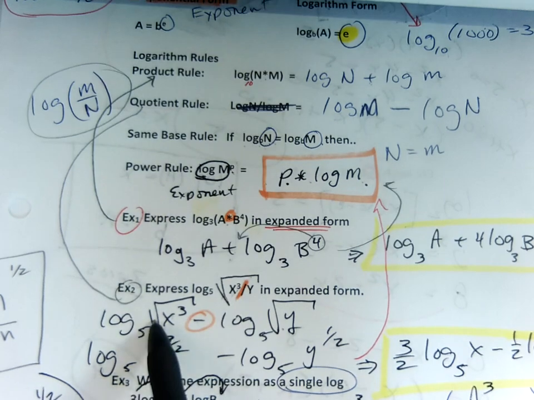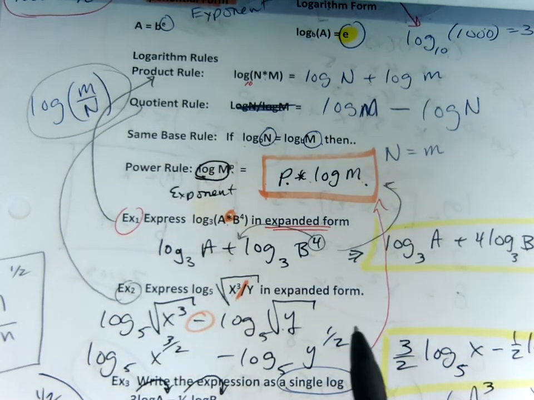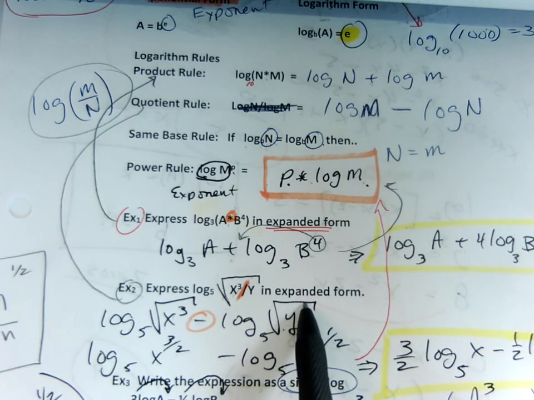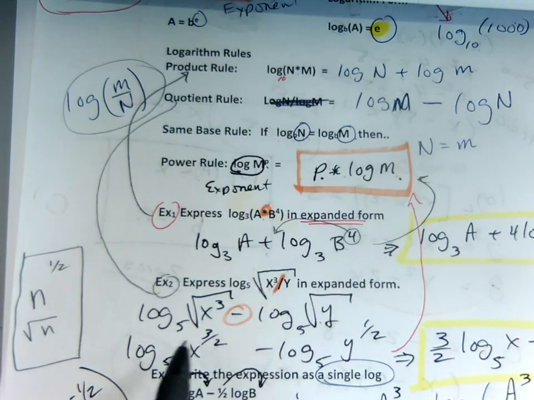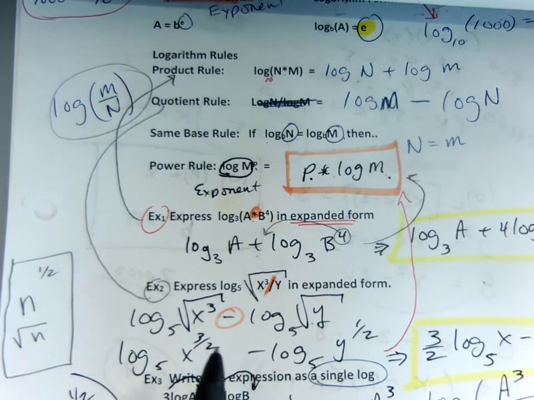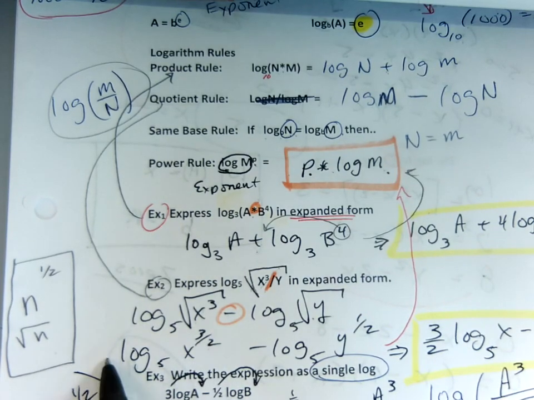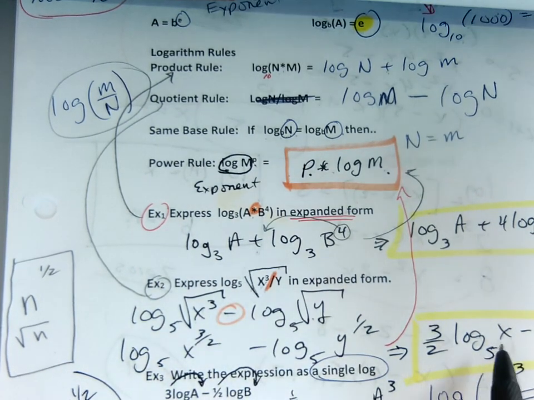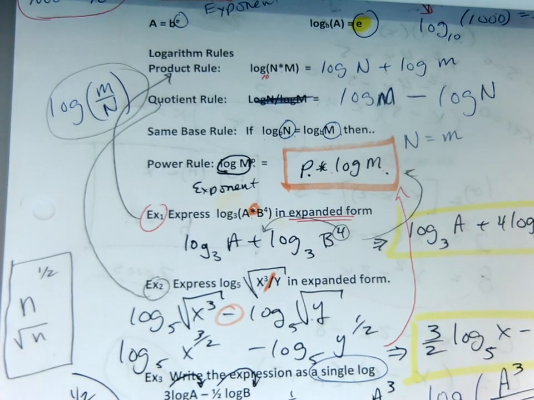Then what I did is I made that into an exponent. This is 3/2, 1/2, because square root is the same thing as 1/2 power, right? And then finally I brought down the exponents, because if I have the power rule, I can bring down the exponents. Brought down 3/2, and brought down the 1/2, and multiplied exponent times exponent. Because remember, logarithms are exponents, okay?